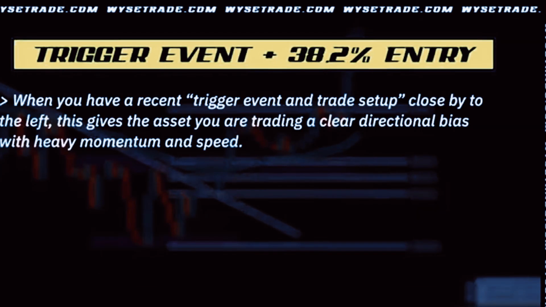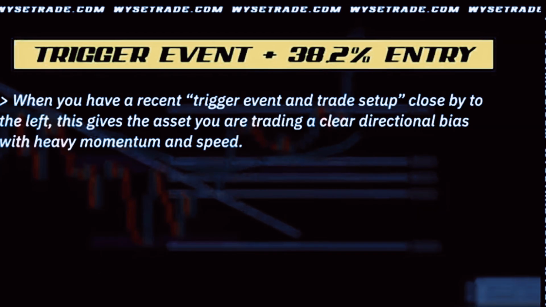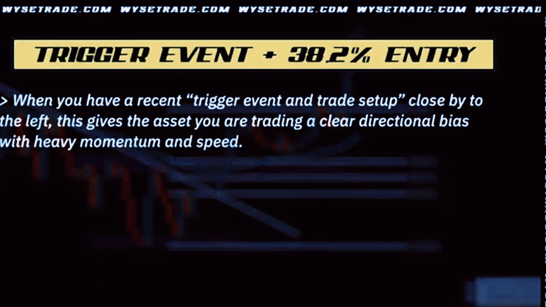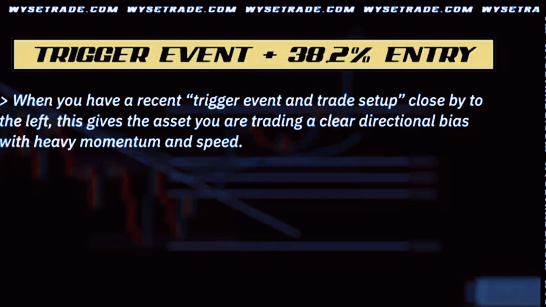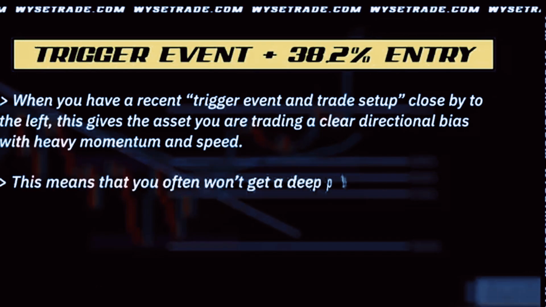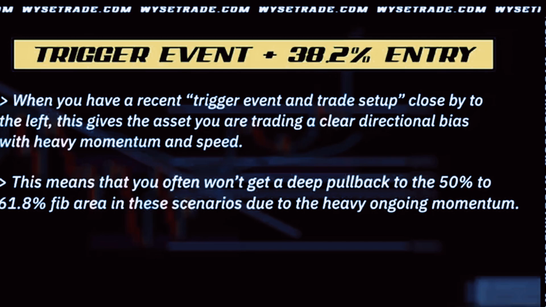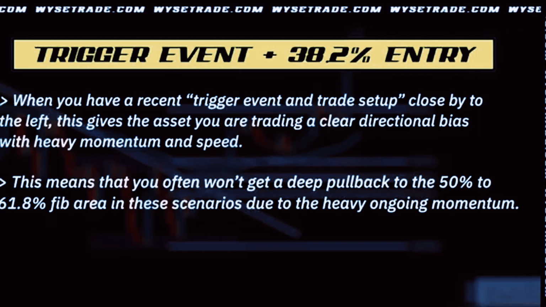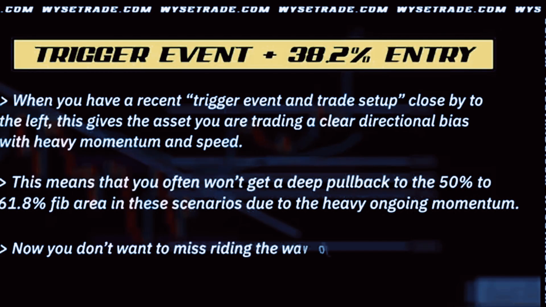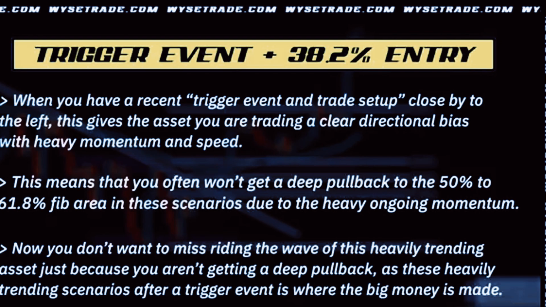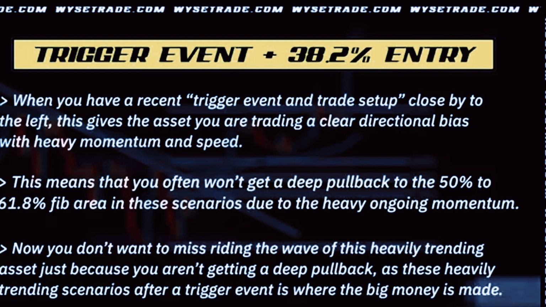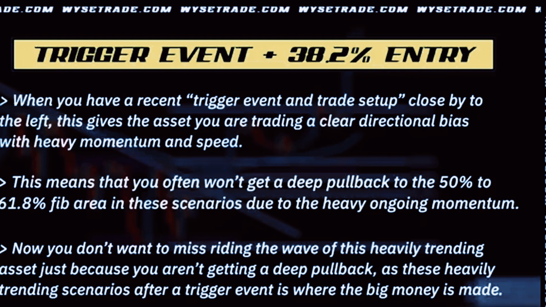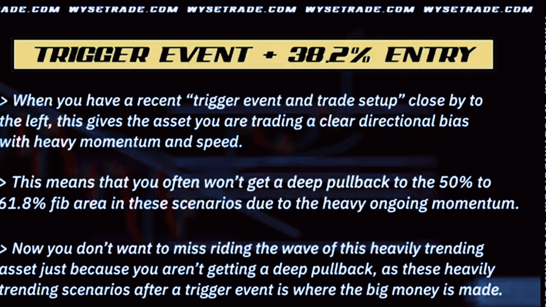So when you have a recent trigger event and trade setup close by to the left, this gives the asset you are trading a clear directional bias with heavy momentum and speed. This means that you often won't get a deep pullback to the 50% to 61.8% Fib area in these scenarios due to the heavy ongoing momentum. Now, you don't want to miss riding the wave of this heavily trending asset just because you aren't at a deep pullback area, as these heavily trending scenarios after a trigger event is where the big money is made.